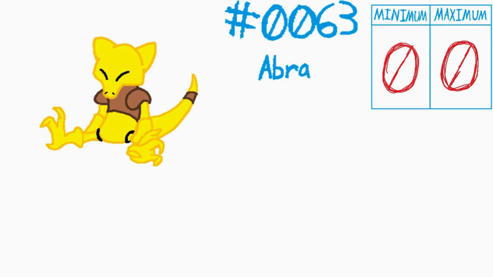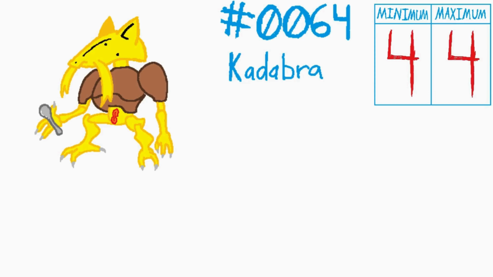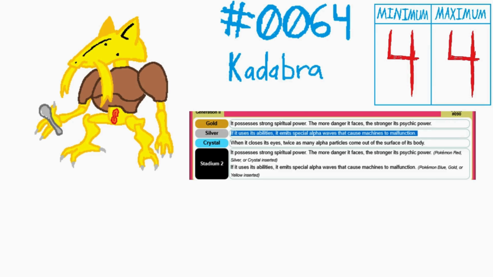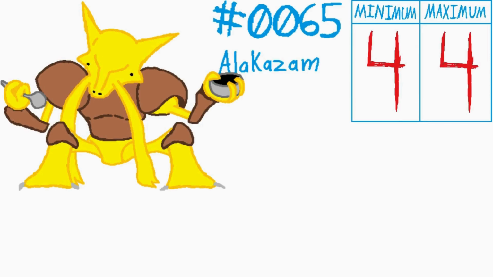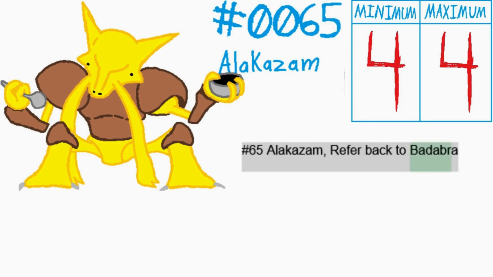Abra, they're not that strong yet. Kadabra, have psychic abilities which emit alpha waves, which cause machinery to malfunction. This is a line directly taken out of the Pokédex. The trucks are just cooked. Alakazam, refer back to Abra?